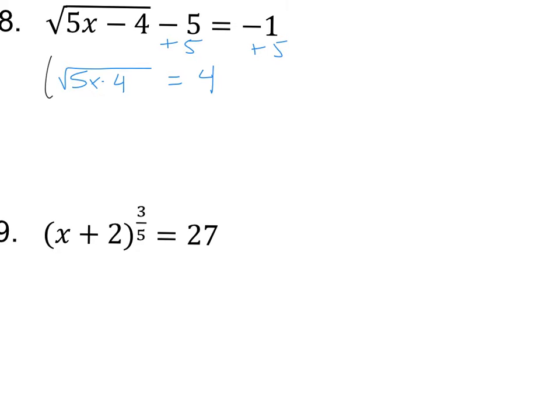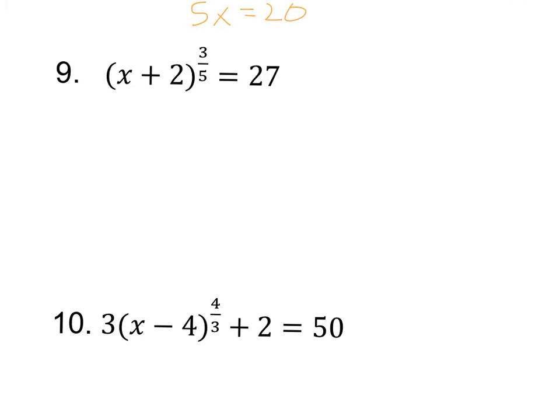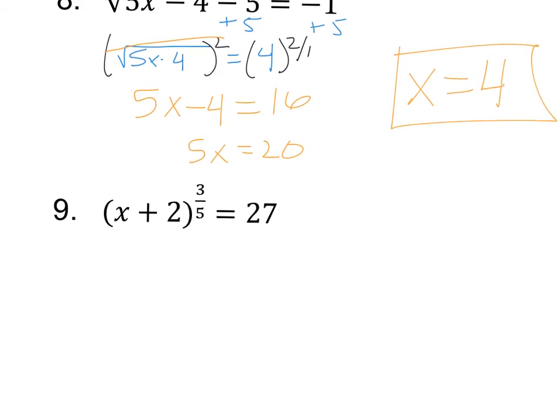Square root, the opposite of the square root is squaring something. Remember, this would be like 2 over 1. Since this right here is odd, you only have one answer. These two cancel each other out, leaving you with just 5x minus 4 is equal to 16. You add over your 4, you get 20. You divide by 5, you get x is equal to 4. Next one. I already have my fraction exponent by itself, which is awesome.